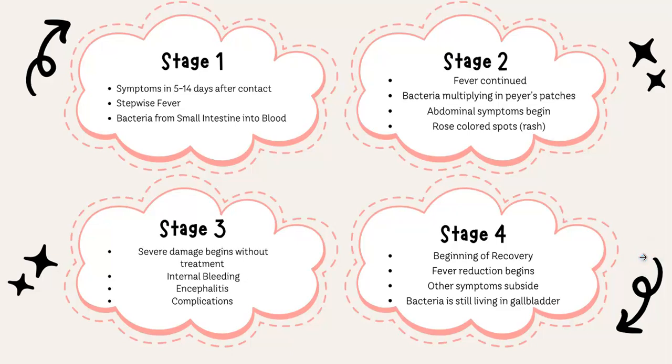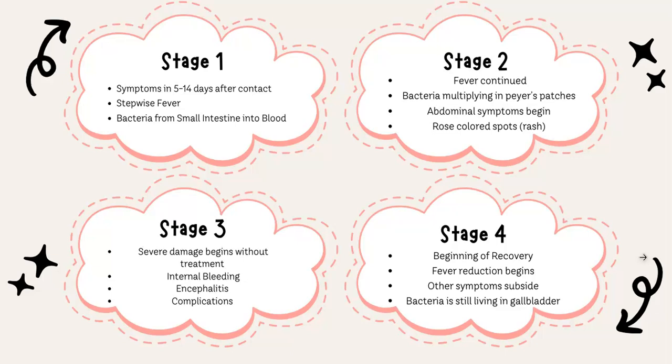There are 4 distinct stages of typhoid fever. Stage 1: symptoms begin to show up within the first 5 to 14 days after contact, and it begins with a stepwise fever. This is where the temperature increases incrementally over a few days, and the bacteria is moving from the small intestine where it was ingested and then into the bloodstream.